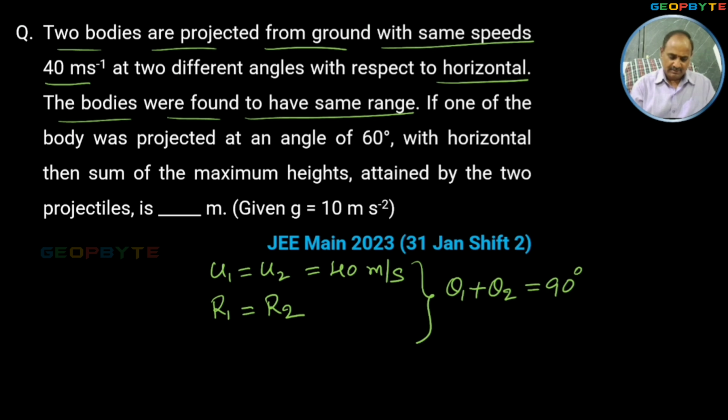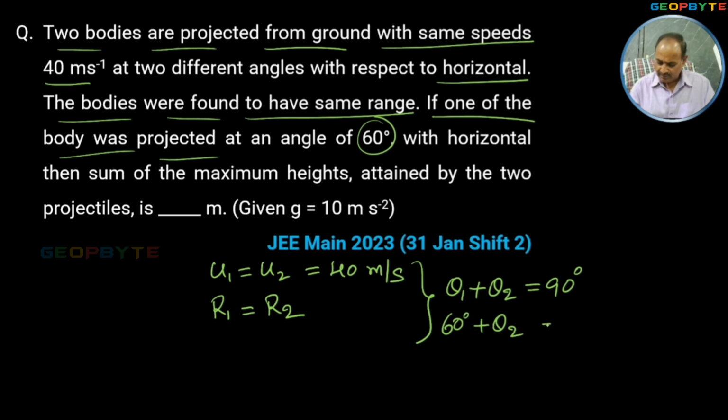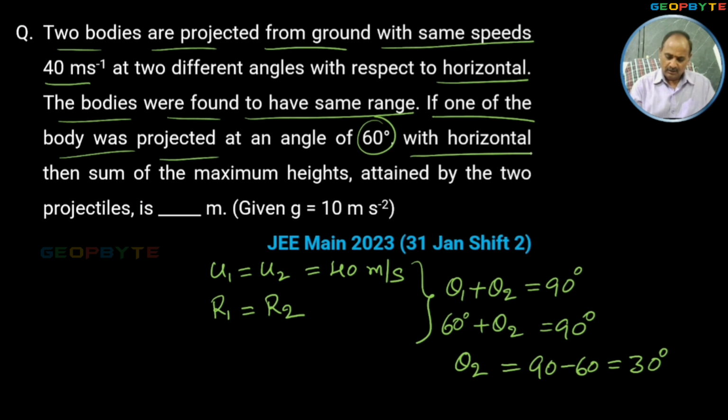Here, theta 1 is given, one body's angle is given. If one of the bodies was projected at an angle 60 degrees, theta 1 60 degrees plus theta 2 equal to 90 degrees. From this, I can write that theta 2 equal to 90 minus 60, that is equal to 30 degrees, with the horizontal.